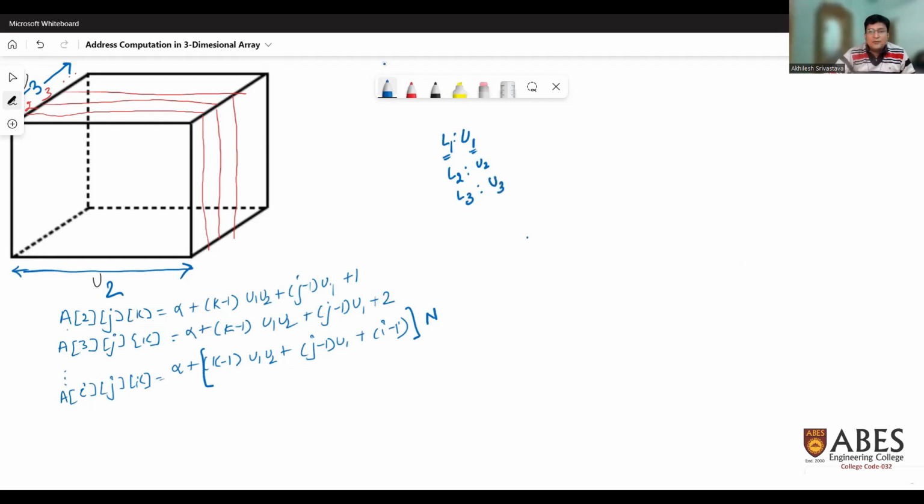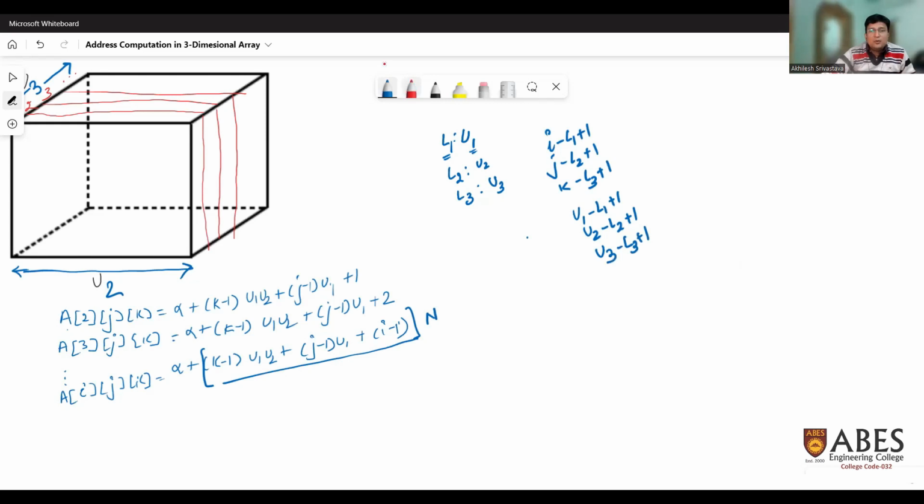Then we can replace i with i minus L1 plus 1, j with j minus L2 plus 1, and k with k minus L3 plus 1. Similarly, U1 and U2, which refer to the size of the dimensions, will also be changed. The size of the first dimension will be U1 minus L1 plus 1, and the size of the second dimension will be U2 minus L2 plus 1. Since we are not using the third dimension anywhere in the formula, but if we have to find it, that will be equal to U3 minus L3 plus 1.